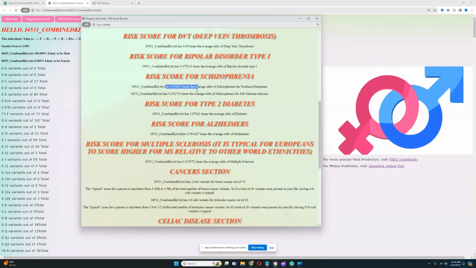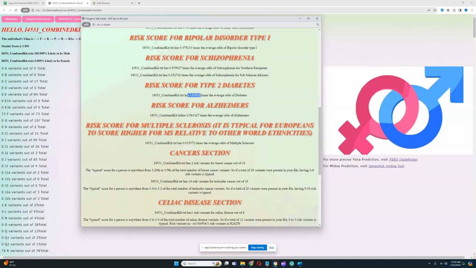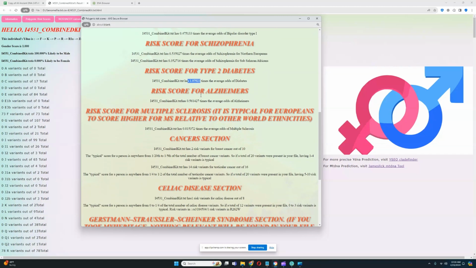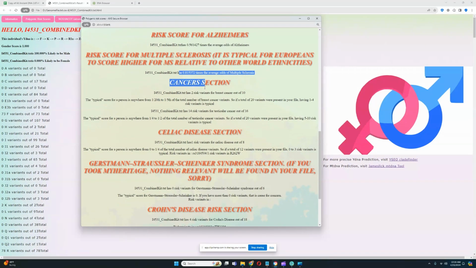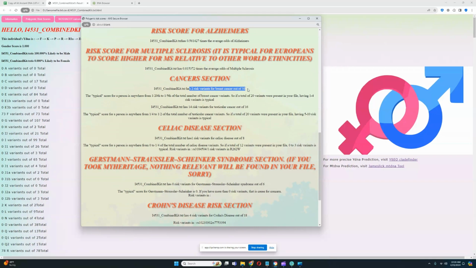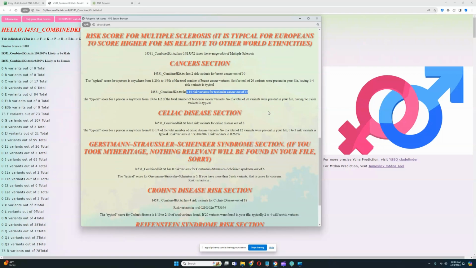Okay, very low for schizophrenia. Above average for type 2 diabetes. Below average for Alzheimer's. Below average for multiple sclerosis. 2 risk variants for breast cancer out of 10, pretty typical. 14 risk variants for testicular cancer out of 16, wow, that's crazy. So the testicular cancer risk score is crazy here. That's actually incredible.